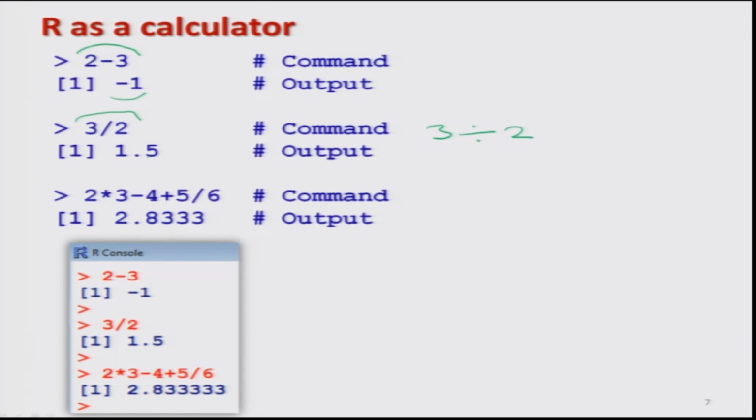In case you have a little bit longer mathematical expression, then the same rule applies: first division, then multiplication, then addition, and then subtraction is performed. So, I have taken a simple expression where I am trying to multiply 2 and 3 minus 4 plus 5 divided by 6. If you try to do this operation, you will get the same outcome.